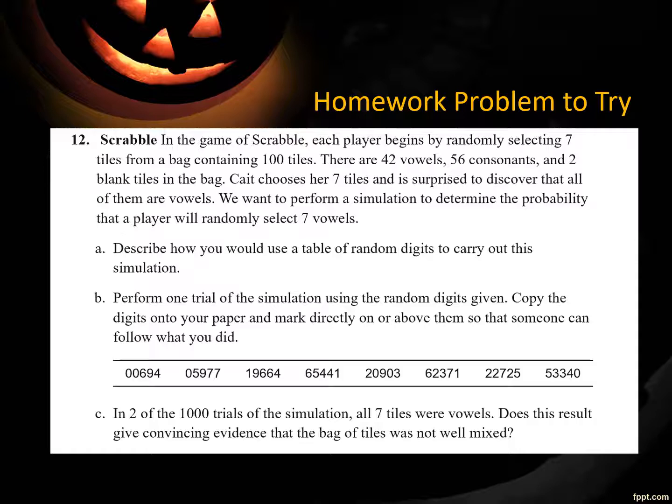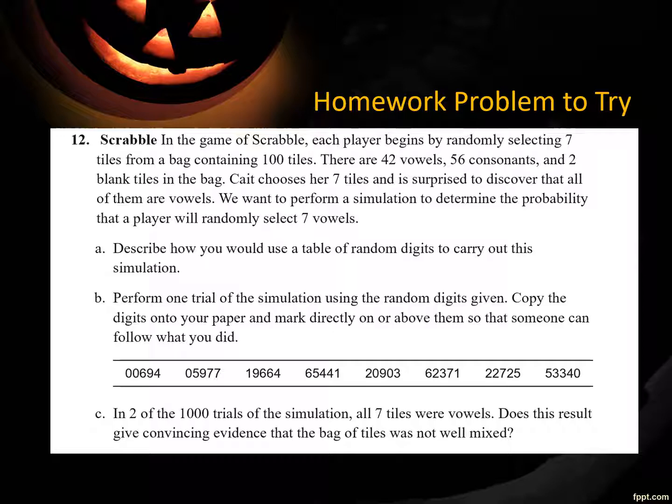Okay, now this is number 12 from your homework that is due tomorrow. And I wanted to go ahead and put this up here so that I could give you a chance to work on this with the woman next to you. So this is looking at Scrabble. In the game of Scrabble, each player begins by randomly selecting 7 tiles from a bag containing 100. There are 42 vowels, 56 consonants, and 2 blank tiles in the bag. Kate chooses her 7 tiles and is surprised to discover that all of them are vowels. We want to perform a simulation to determine the probability that a player will randomly select 7 vowels.